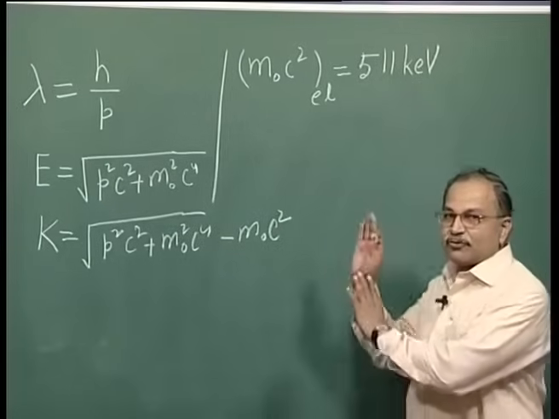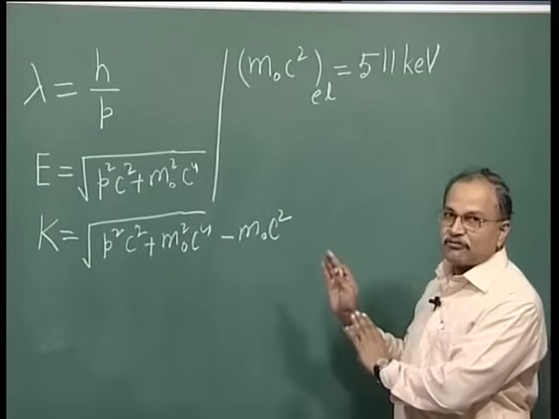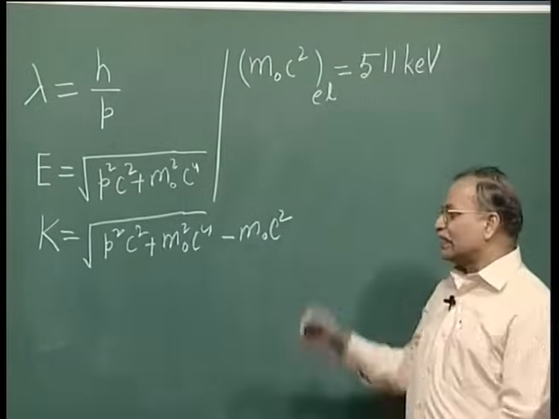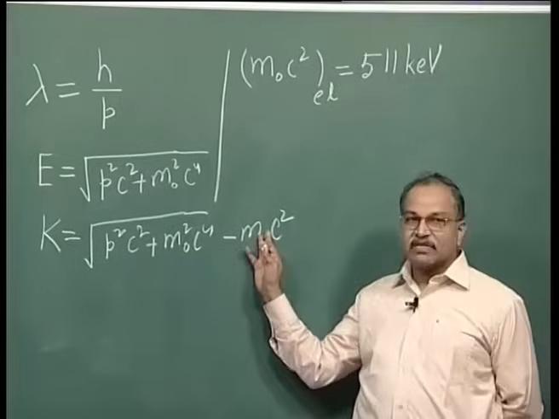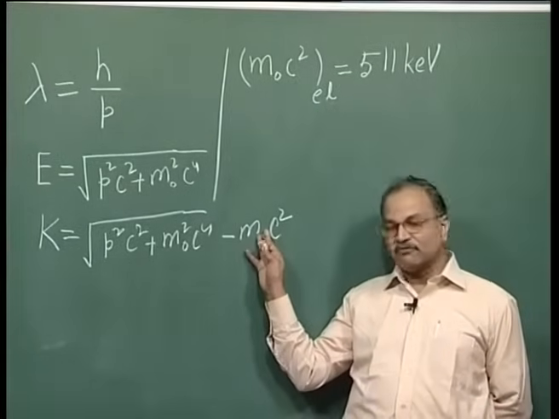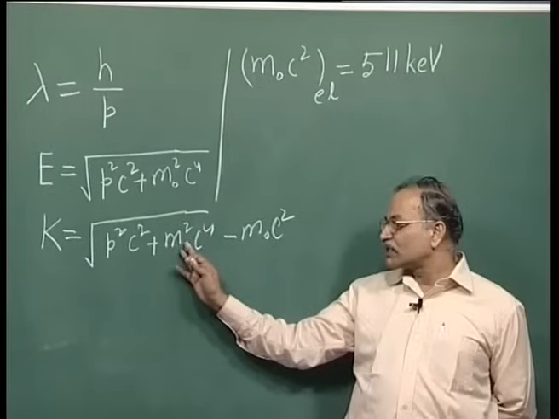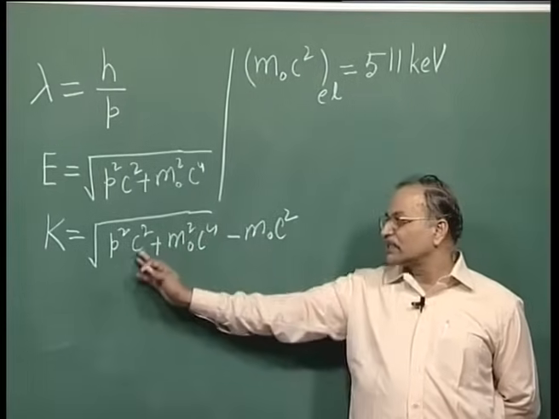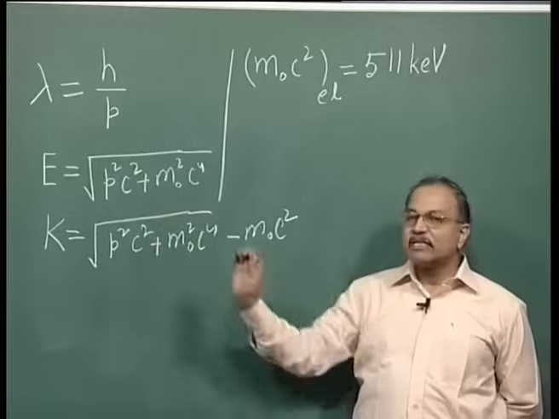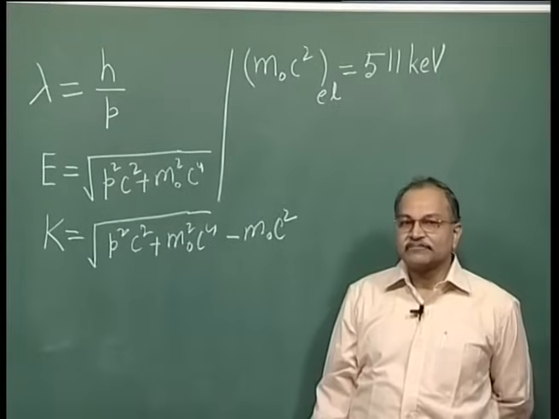In fact, I can give you the rest mass energy of protons and neutrons also, but maybe later. So, this is 511 kilo electron volts. This is 511 kilo electron volts square. Add to this and do all this algebra, and you get what the kinetic energy is.